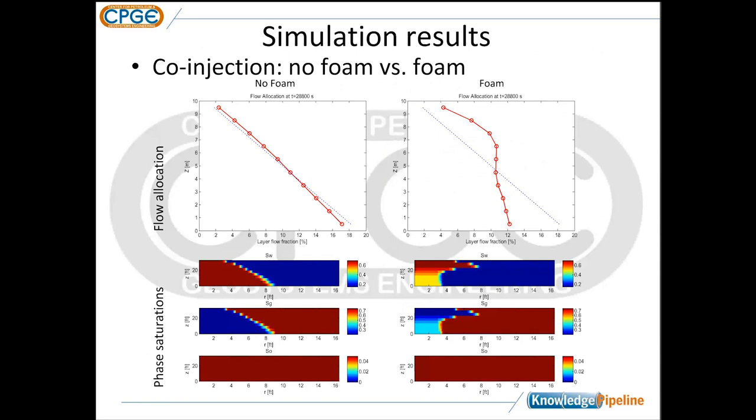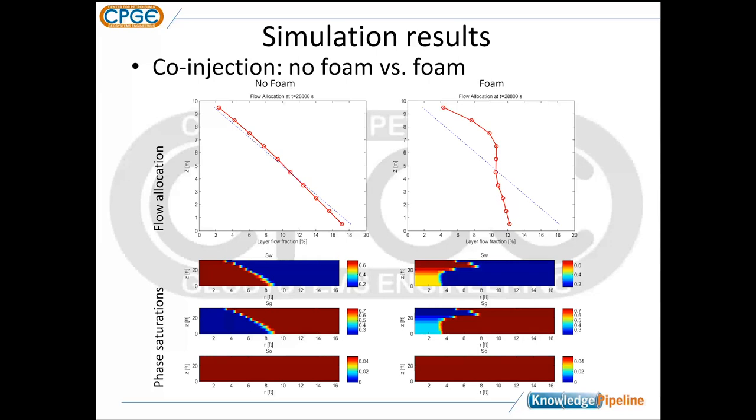But when we simulate the injection where we're using a stabilized CO2 foam, what we can see is that we get very good conformance control. So on the left is a plot of the flow allocation versus depth. And you can see that in the case with no foam, most of the flow is occurring through that lowermost layer with the highest permeability. And that's reflected in our plots of the phase saturations down at the bottom there.